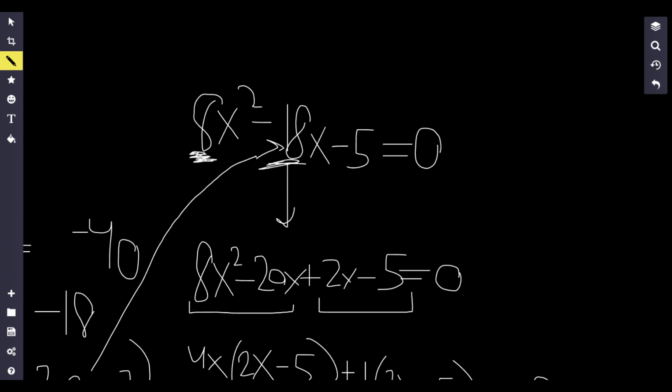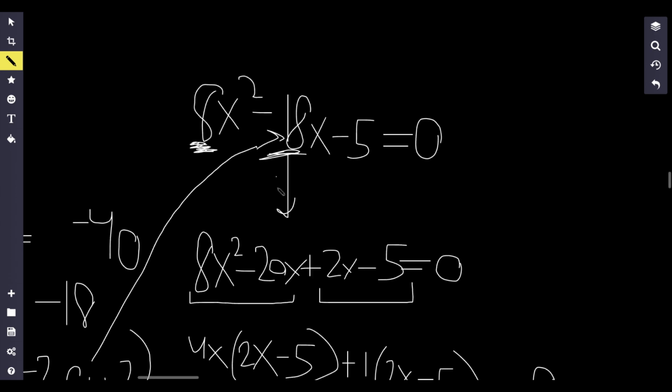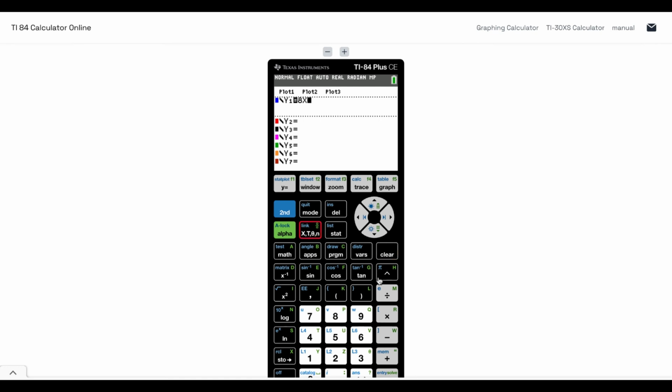So what you can actually do is, okay, so ax squared minus 18x minus 5. So I'm going to have ax to the second power minus 18x, sorry, minus 18x, and then this is going to be minus 5. Okay, so you're going to graph this out, and you're going to see it has two solutions. Now, you're going to go to second, trace, and you're going to go to 0.